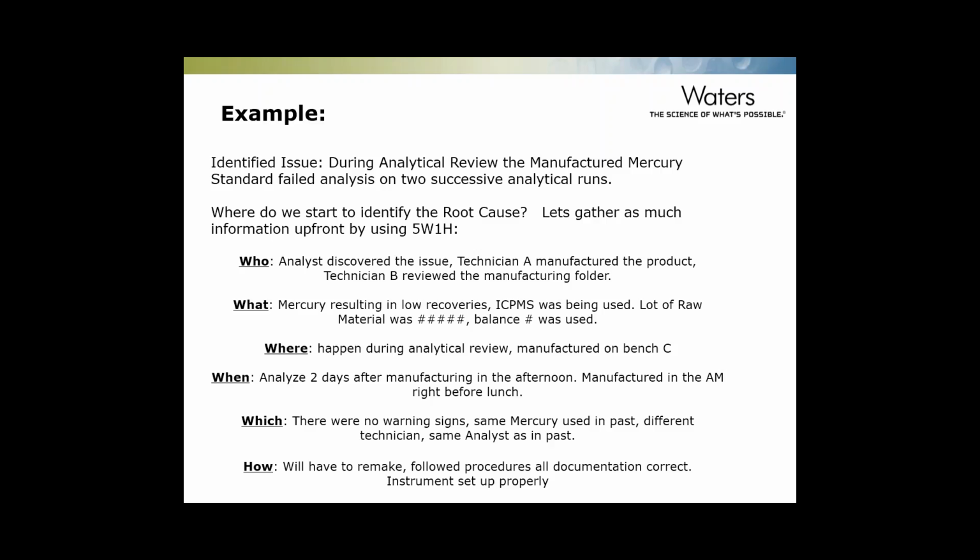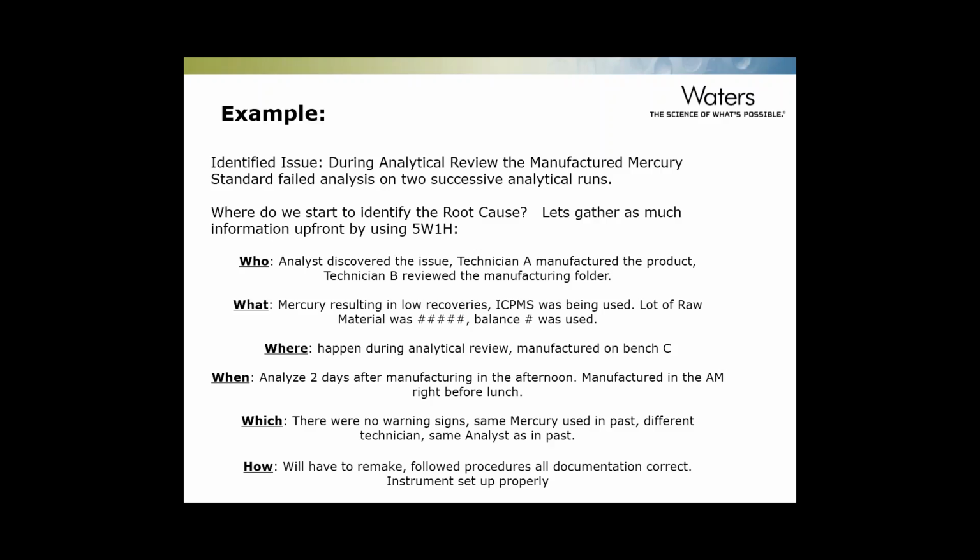All right, the instrument that was being used was an ICP-MS. The lot of raw material was, whatever that number is. The balance number was used. Those are the whats. So now we're gathering information on who was involved and what was involved. All right, where did it happen? Well, we identified it during the analytical review. We also know that we manufactured this product on bench C. So that's where in the process these things took place.